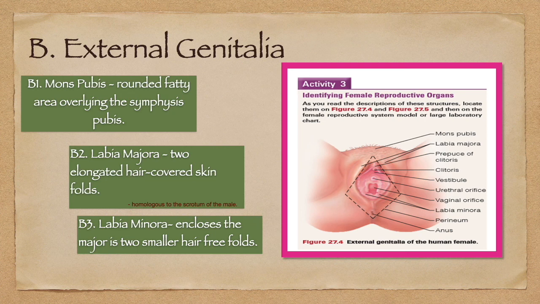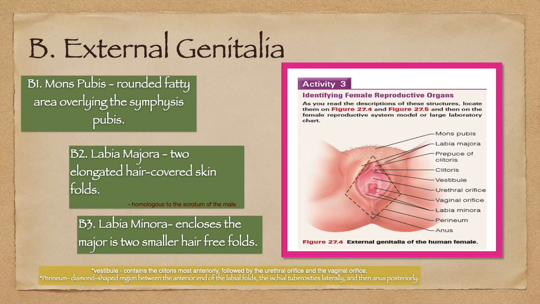The labia minora in turn enclose a region called the vestibule, which contains the clitoris most anteriorly, followed by the urethral orifice and the vaginal orifice. The diamond-shaped region between the anterior end of the labial folds, the ischial tuberosities laterally, and the anus posteriorly is called the perineum.